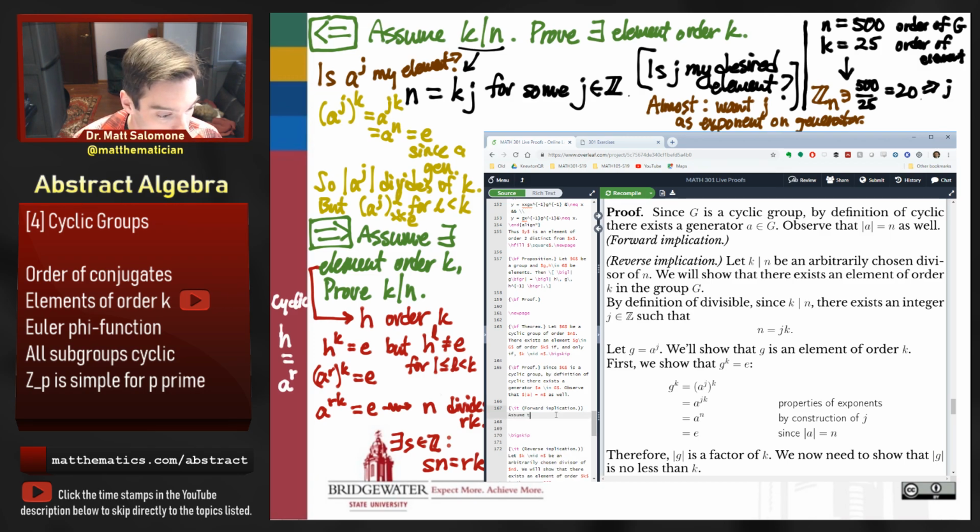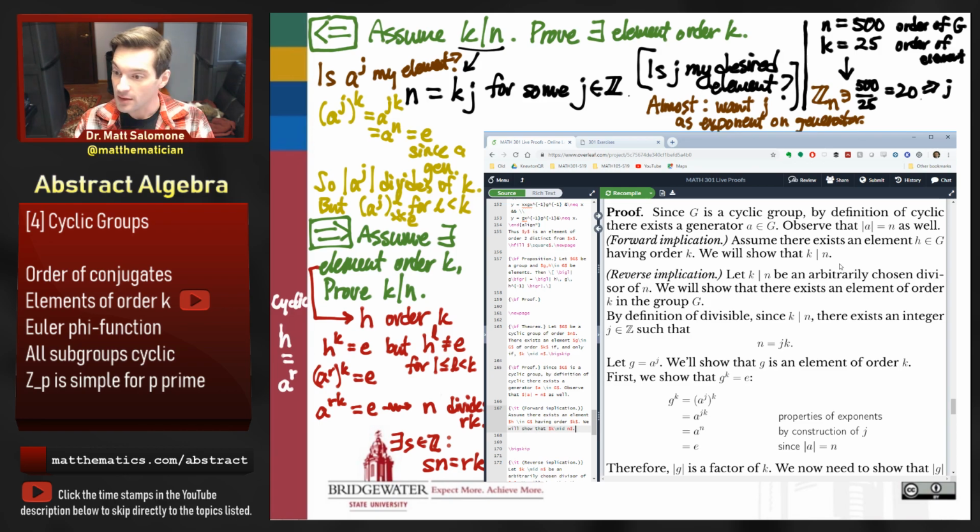assume there exists an element h in G having order k. We will show that k divides n. It might be a good idea for us to go back to our concrete example one more time.